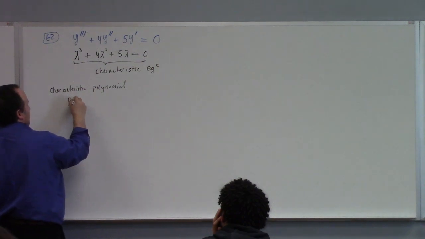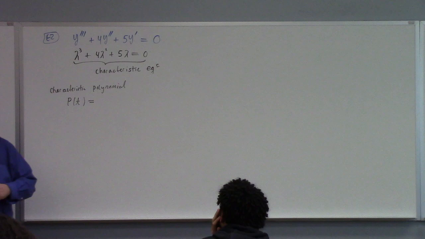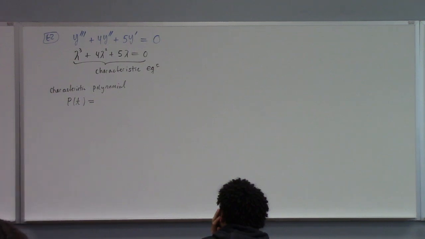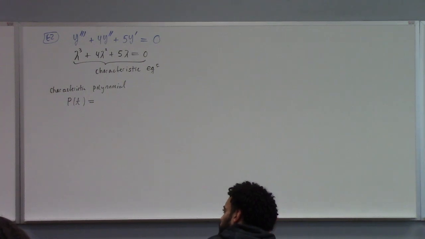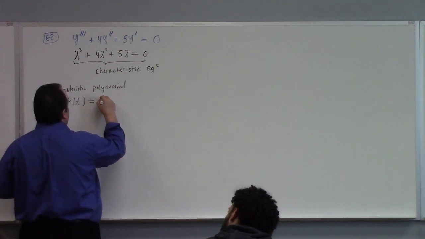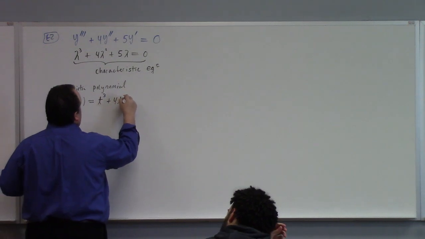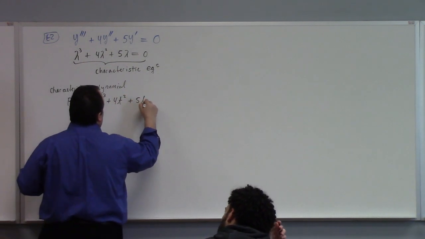Let me call it P of t. What would P of t be for the variable, this time rather than lambda? What would that be? T, yeah, t. Well, you've got t cubed. Cool. Not equal to 0 though. It's not an equation. It is an expression, a polynomial, if you like. All right.